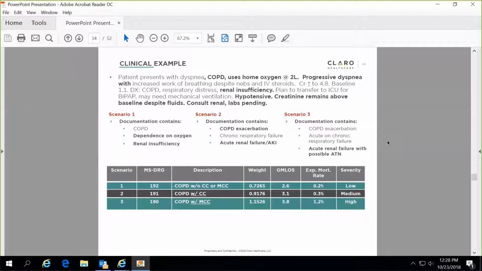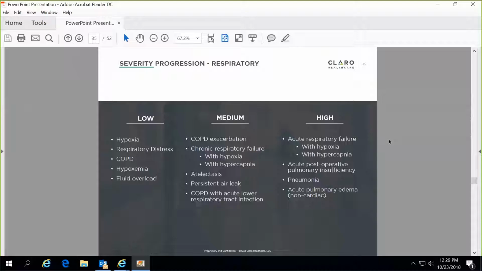If we had reported scenario 1, that would be an observation patient. But scenario 3 and 2 would probably be an inpatient. And when they're inpatient, we even have the diagnostic story accurate. So that's just an example of how we look. And then we have some severity progression slides that we have provided. We have even more in the appendix.